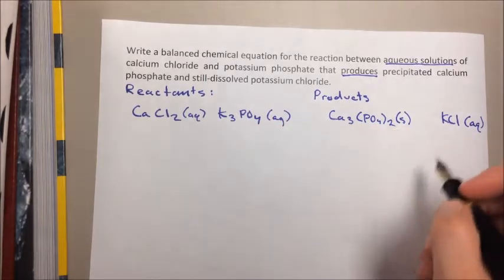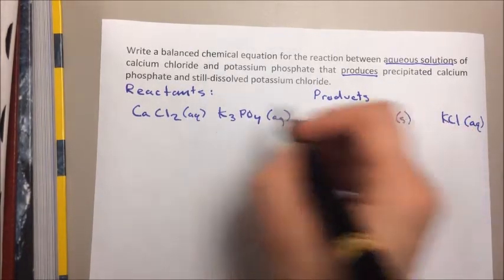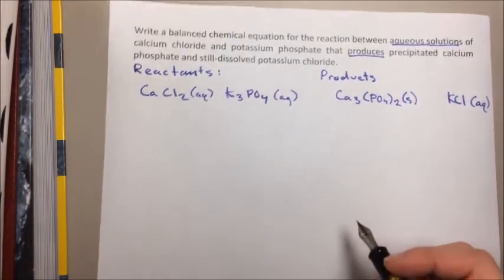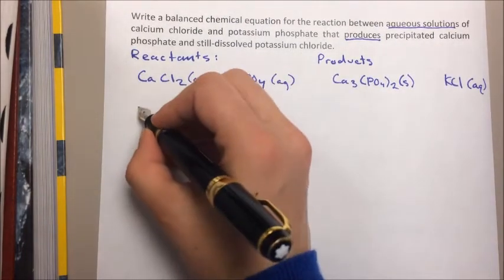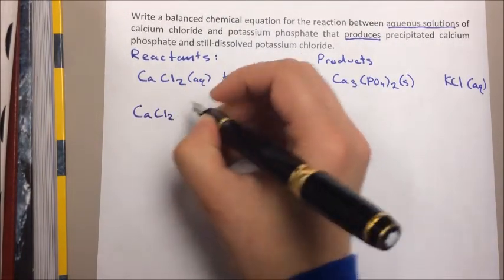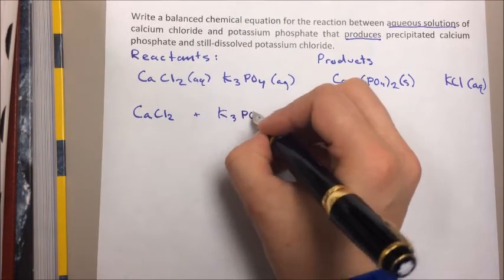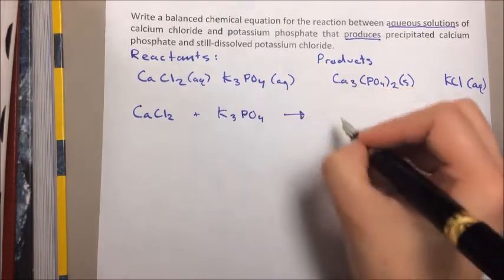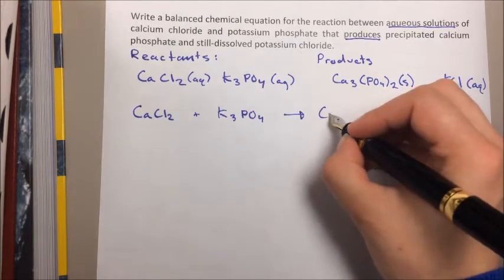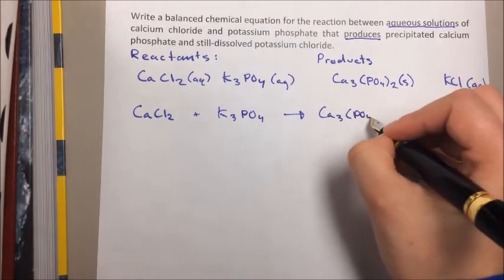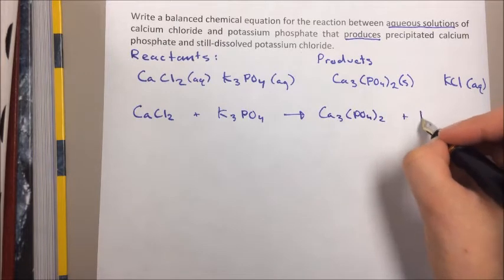So now we have these indicators of state, we have our products, we have our reactants. Let's construct our initial equation. And I'm going to leave out the indicators of state until the very end just to make it a little clearer. So we've got CaCl2 and K3PO4, with our arrow pointing to products, Ca3(PO4)2 plus KCl.